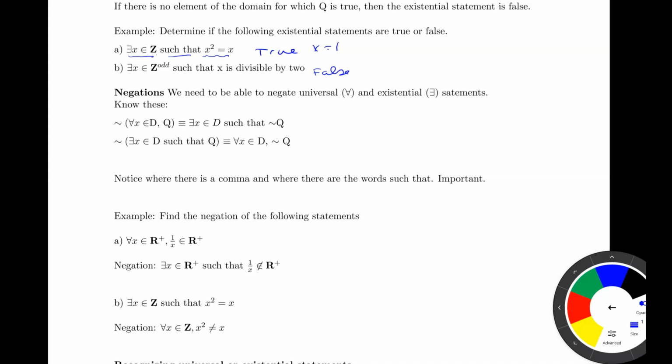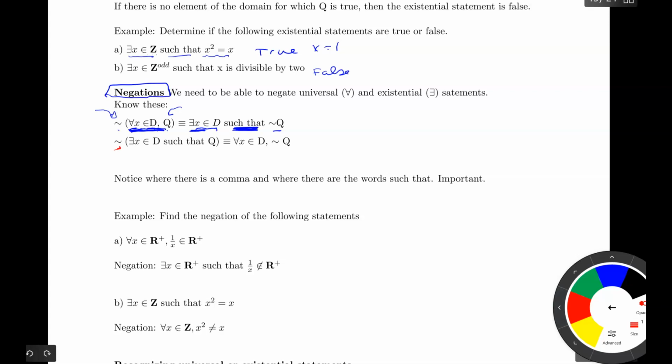Let's move on to negations. So you're familiar with negations, right? We're going to undo. If we have a true statement, we're going to make it false. If we have a false statement, we're going to make it true. Okay, so here's a negation of the universal statement: for every X in D, comma, Q. To take the negation of the "for every" is a "there exists X in D." And since there's a "there exists," you must put the "such that," and then we negate the Q, so we say not Q.